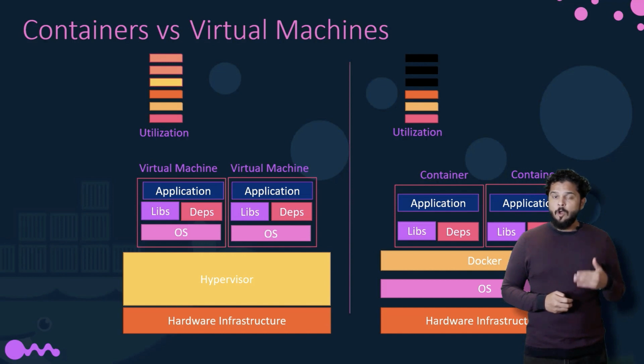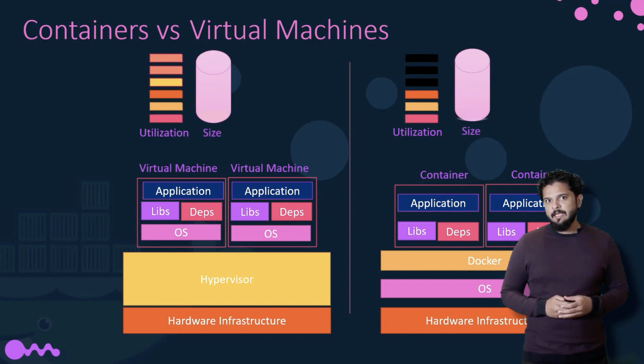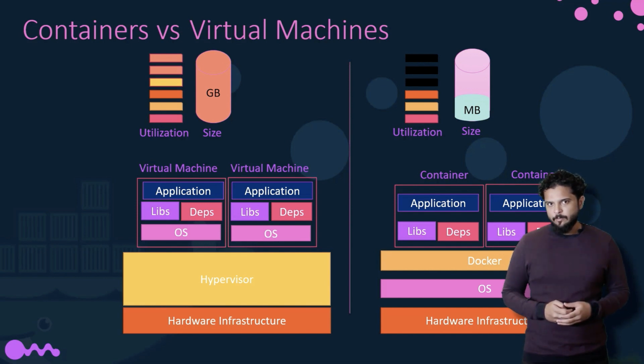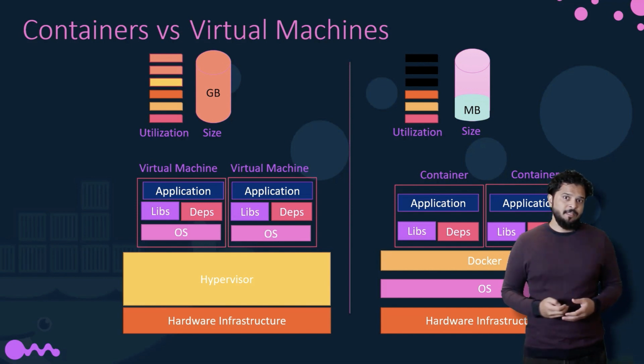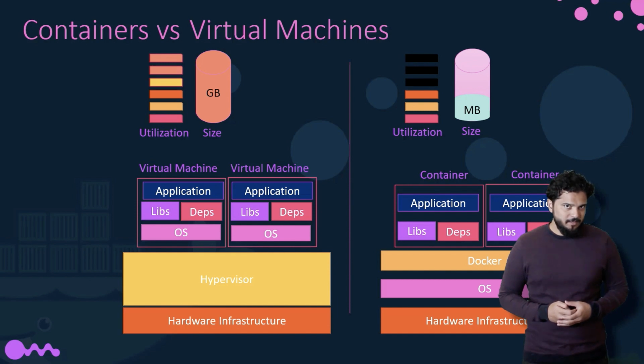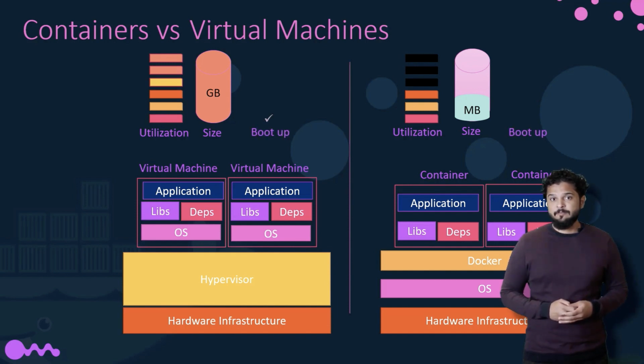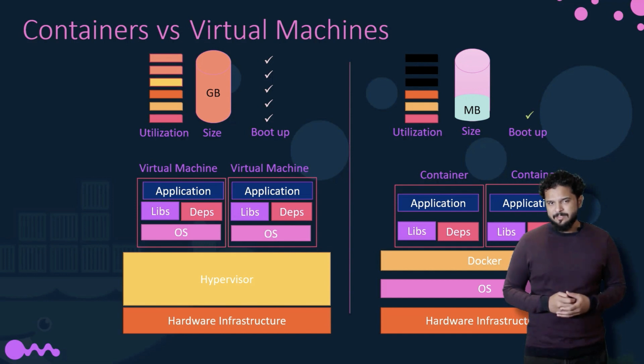The virtual machines also consume higher disk space as each VM is heavy and is usually in gigabytes in size, whereas Docker containers are lightweight and are usually in megabytes in size. This allows Docker containers to boot up faster, usually in a matter of seconds, whereas VMs, as we know, take minutes to boot up as they need to boot up the entire operating system.